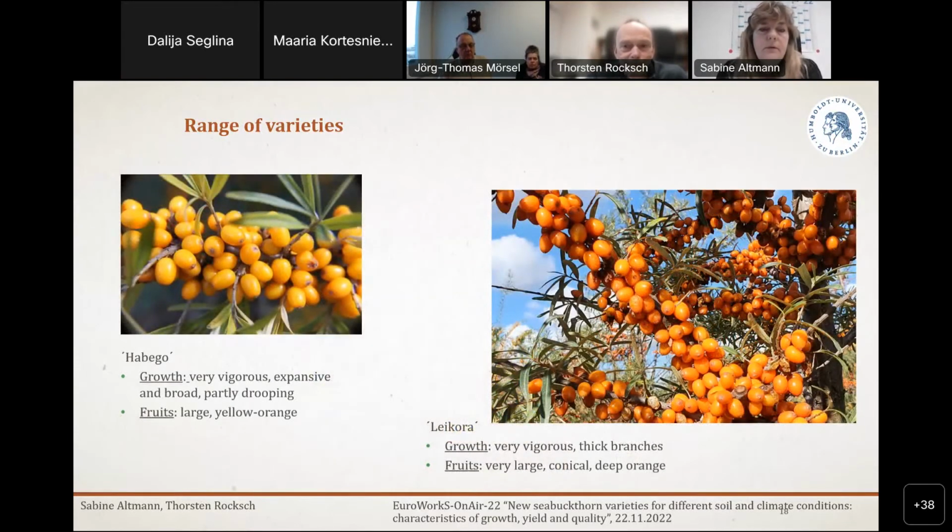Then we follow with Habego, which is very vigorously growing, has an expansive and broad habit, and the branches are partly drooping on high fruit set. The fruits are large and yellow-orange. And on the right-hand side, we have Lycura, which is the most common variety in German orchards, which is also very vigorously growing with thick branches, and the fruits are very large and have a conical to deep conical shape and are deep orange in color.